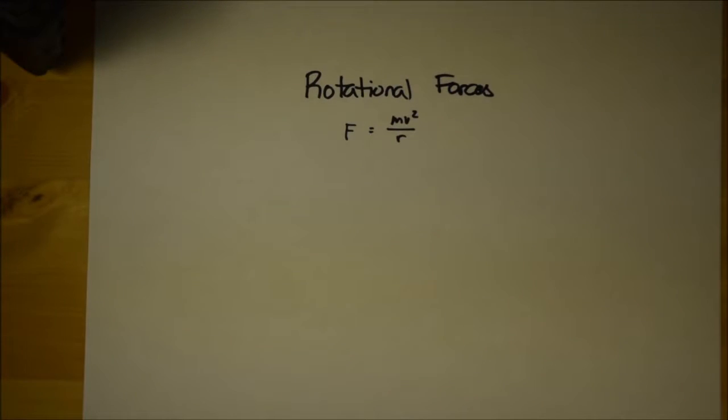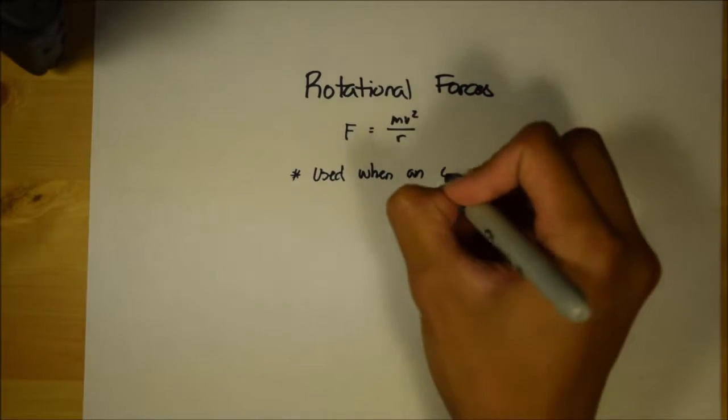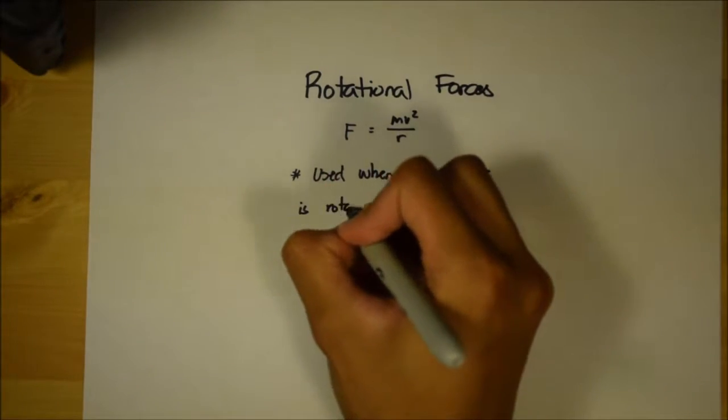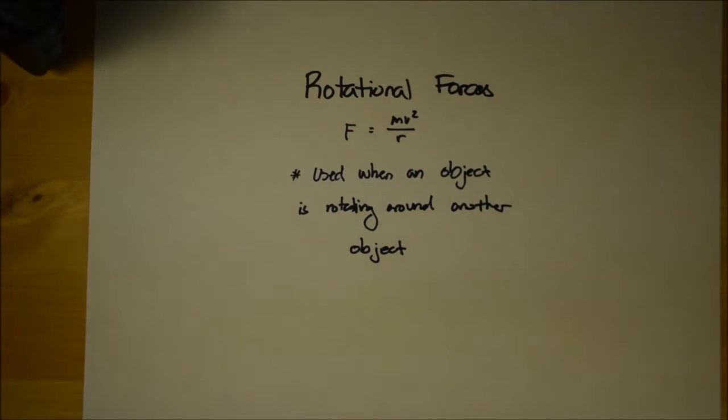So for rotational, we have force equals mv squared over r, which should be sigma F. All the sum of the forces equals that. And this is used when an object is rotating around in a circle. Or, well, it's going to be a circle in every case, but around another object as well.